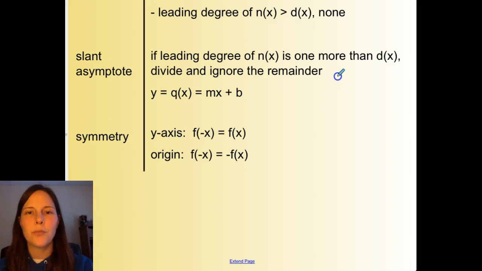If the degree in the numerator is 1 more than the degree in the denominator, for example, if we had x squared over x, then we would have a slant asymptote. You'll divide the numerator by the denominator and ignore the remainder. The slant asymptote will be a line in the form y equals mx plus b. We won't see slant asymptotes today. That will be the focus of tomorrow's lesson.